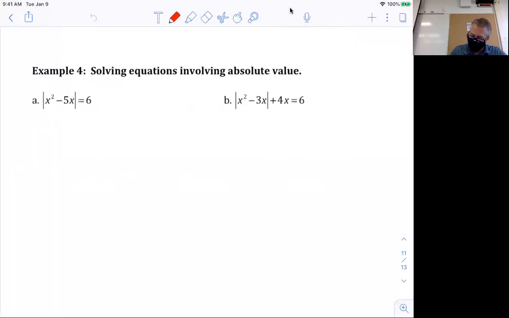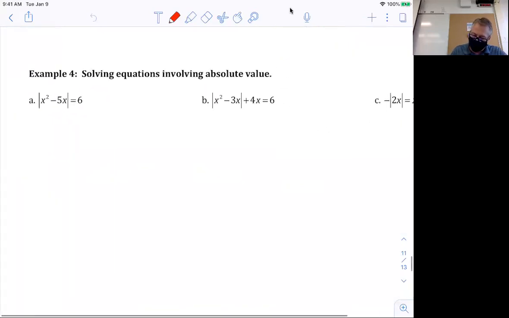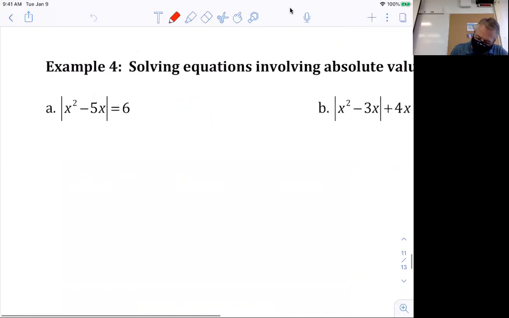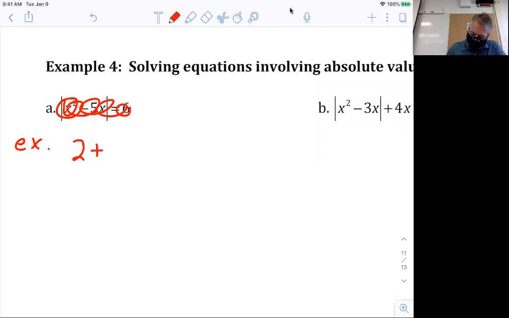So I'm going to change these problems. Let's scratch out that first one and let's do this absolute value equation: 2 plus the absolute value of 5 plus 4x is equal to 11.